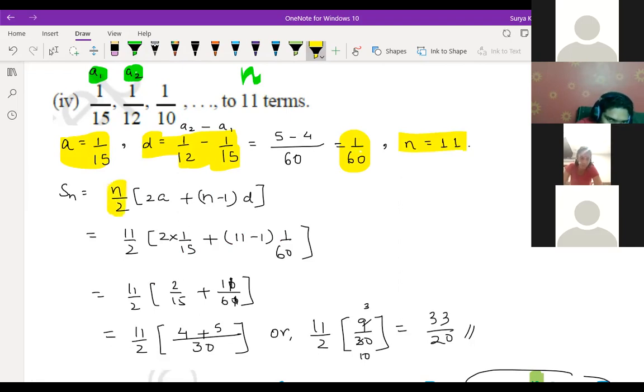n by 2 into 2a plus n minus 1 into d. So 2 into 1 by 15 is 2 by 15. 11 minus 1 is 10, 10 by 60. So here I am taking the LCM. 15 and 60 LCM is 60, 4 plus 5 divided by 30, that is 9 by 30. And you just multiply and get the answer, 33 by 20. This is your 11th term. At 11th place, it's coming 33 by 20.